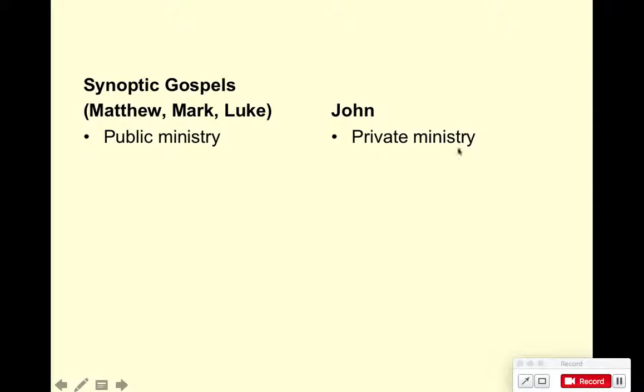John, on the other hand, really records private conversations. He records Jesus talking to the woman at the well, Jesus talking to Nicodemus. He records these private conversations that were not in the public eye. Now, there are some, but very few of them. Matthew, Mark, and Luke record what Jesus did in public: healing people, preaching the Sermon on the Mount, feeding the 5,000. That's public. John has the feeding the 5,000, that's public, but a lot of his is private.